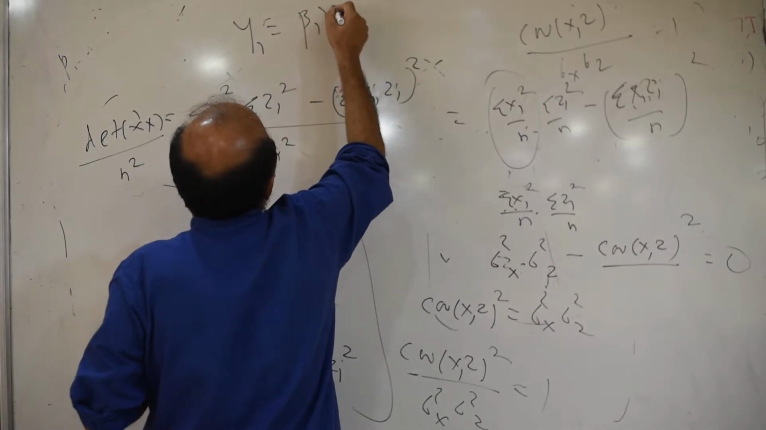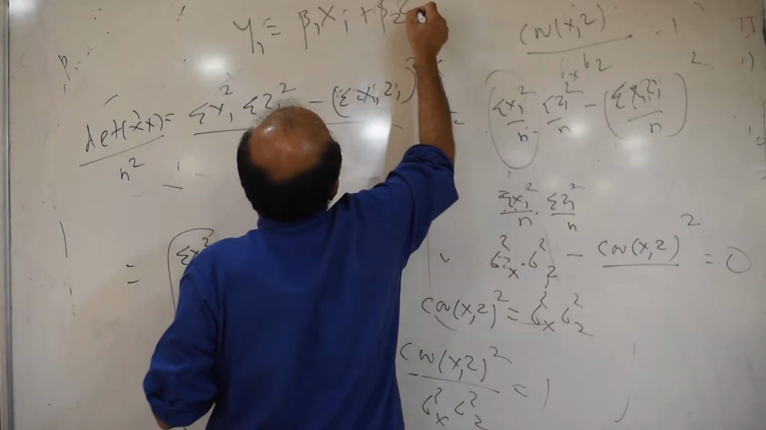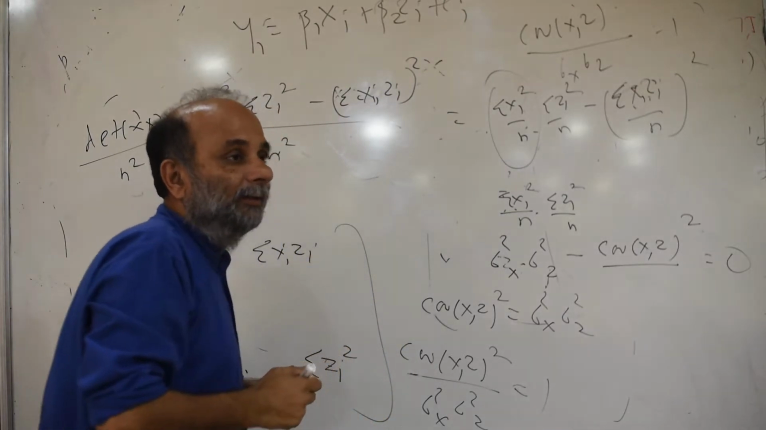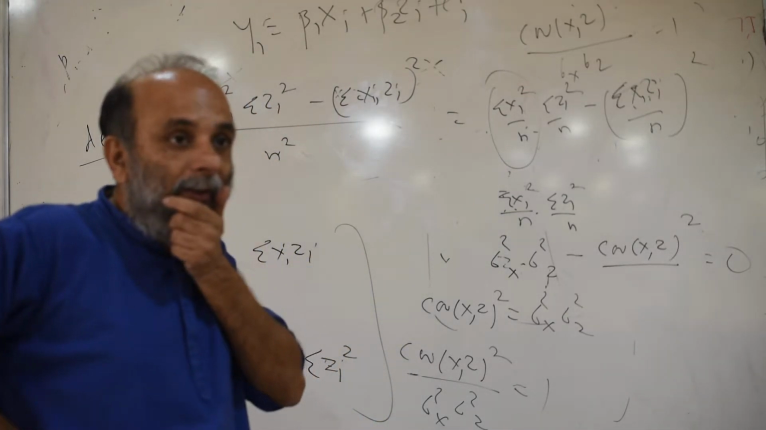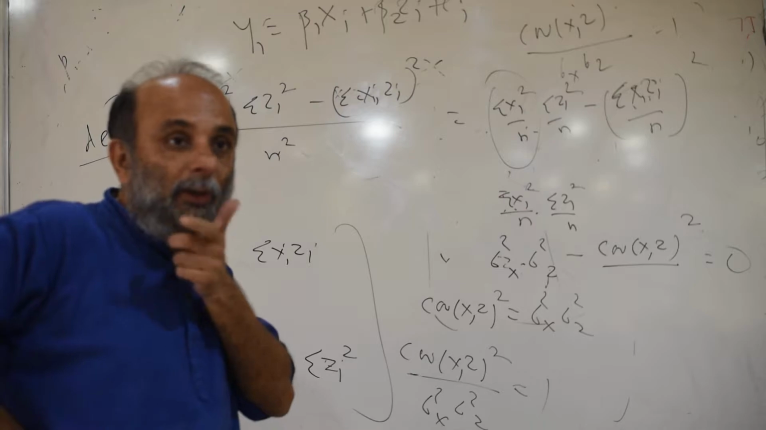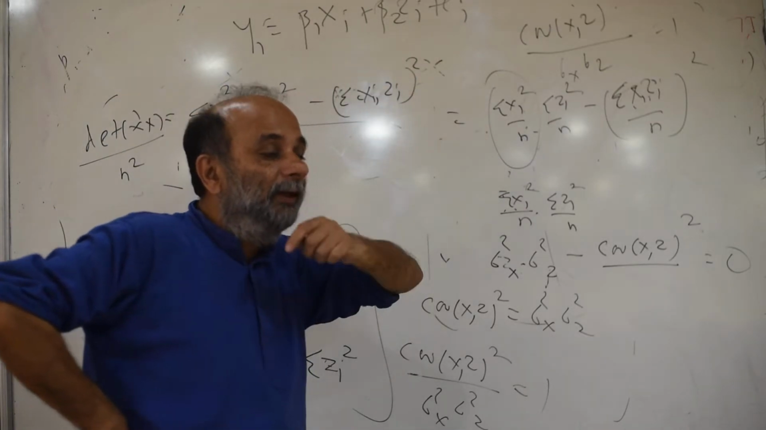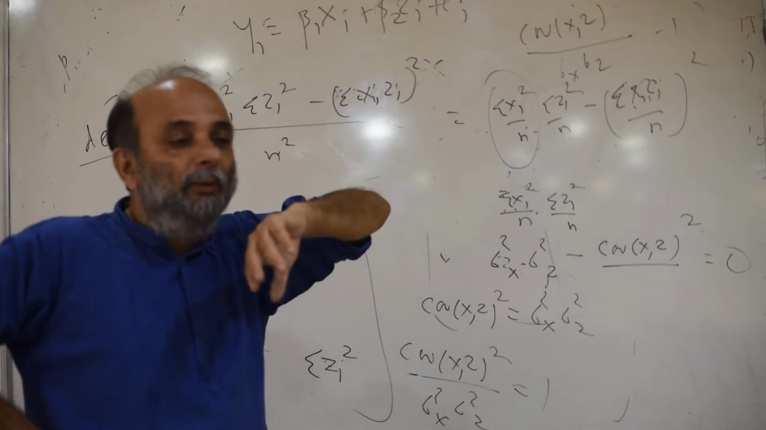y is equal to beta 1 xi plus beta 2 zi plus ei. Right? I want to solve for beta 1 and beta 2. But this is saying that if x and z are perfectly correlated, I will not be able to get them.